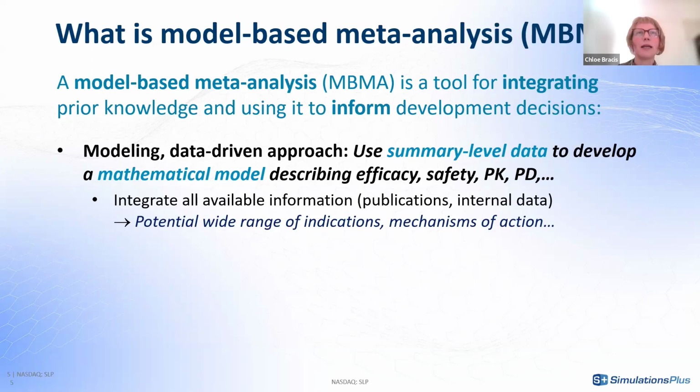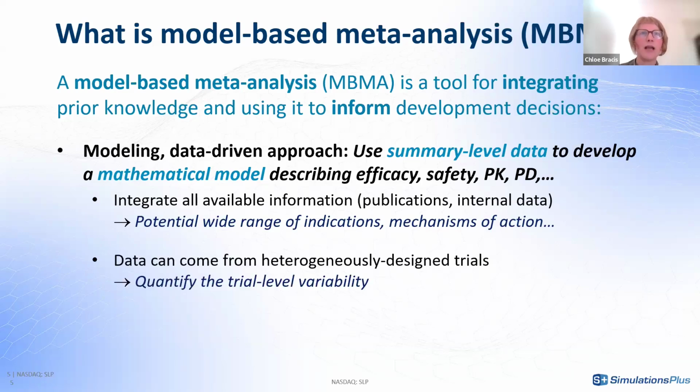And so this means that we're able to integrate all available information, either from prior publications or internal data, because we're using that averaged summary level data. But because we have a mathematical model, we can actually take into account the fact that the trials might not be exactly identically designed, and we can handle that in the model. So that gives us a lot more flexibility.